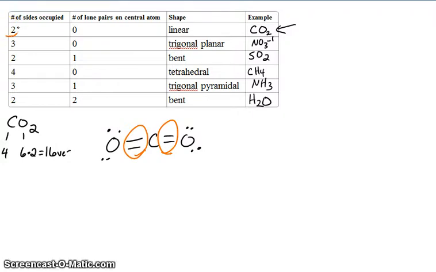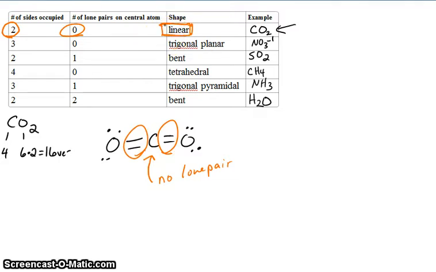That's why we're up here in the chart. We're on 2 sides occupied. Looking at carbon, how many dots does it have on it in the middle? No dots. That means no lone pairs. A lone pair is a pair of dots that are alone. They're not doing anything. They're not participating in bonding. On the central atom, carbon has no lone pairs. That means the shape of the molecule is linear.